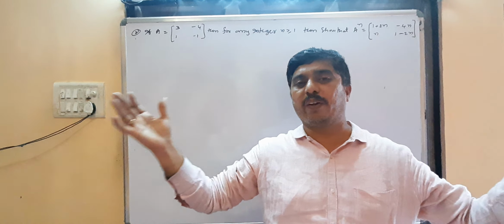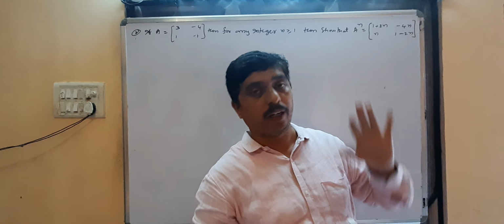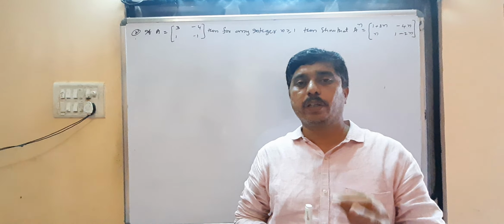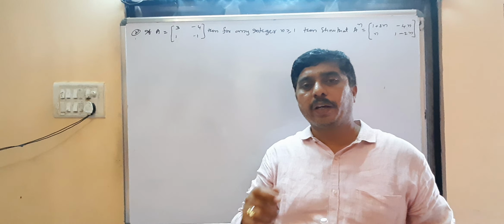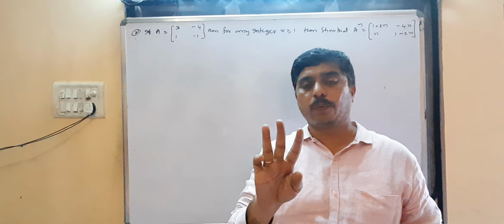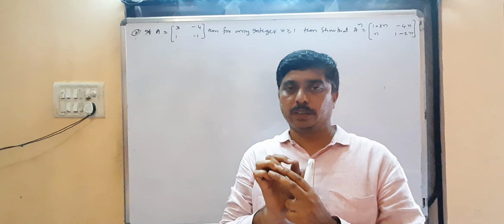Integer means you have an infinite number of numbers. So to prove A power n is very difficult. One thing you can do: totally, you can prove any type of problem with 3 methods. One is direct, another is indirect, and one more is the induction hypothesis.